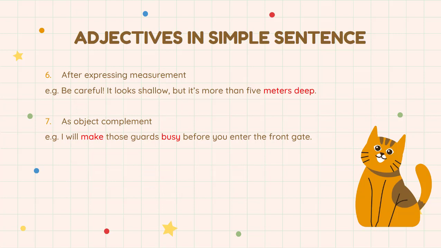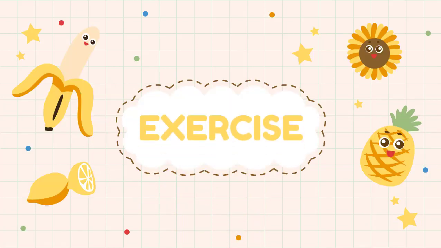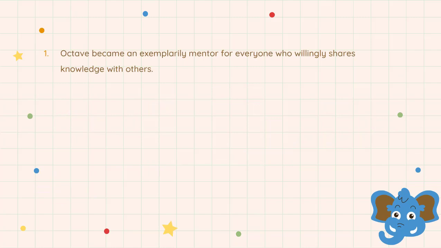Okay, so I think we need exercise. How about having the exercise now? I have 10 sentences which are incorrect, and we have to find which makes them incorrect. Okay, number 1. Octave became an exemplary mentor for everyone who willingly shares knowledge with others.